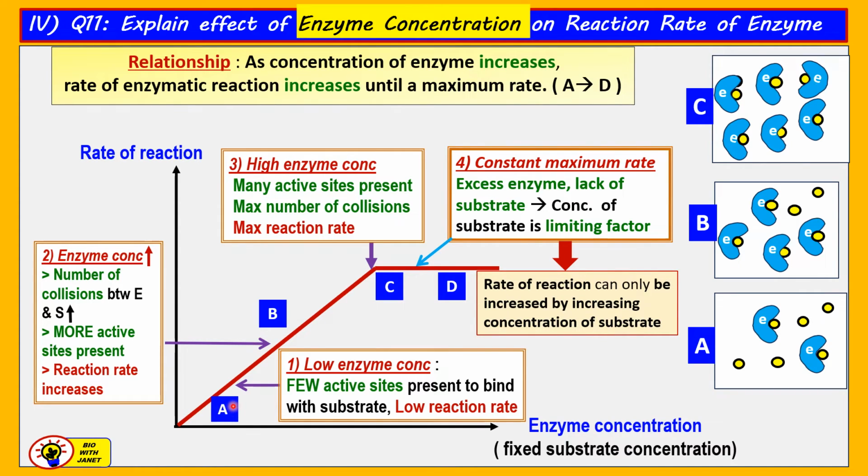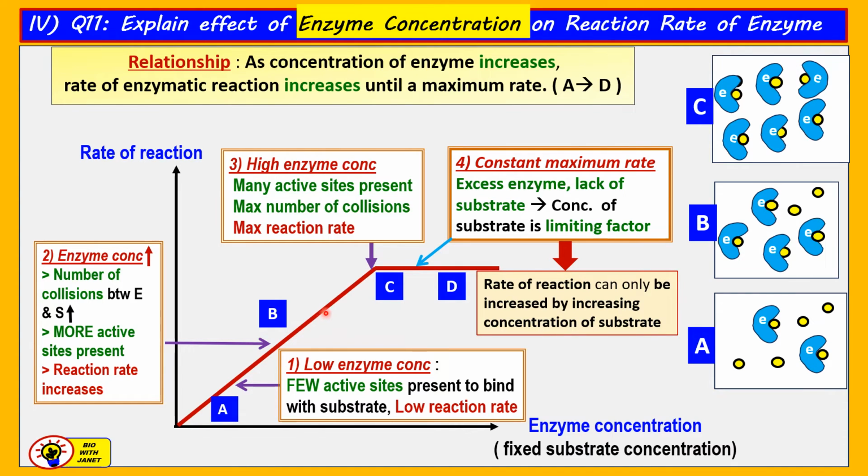Again, let's start with low concentration of enzymes. Now, in this case, the enzyme concentration is the manipulated variable, and your substrate concentration is the fixed variable. So let's say the substrate is fixed here, as you can see, 6 molecules here. Now, at low enzyme concentration, we have few enzyme molecules only. So few active sites are present to bind to the substrate and carry out the reaction. So few products are formed and the reaction rate is low.